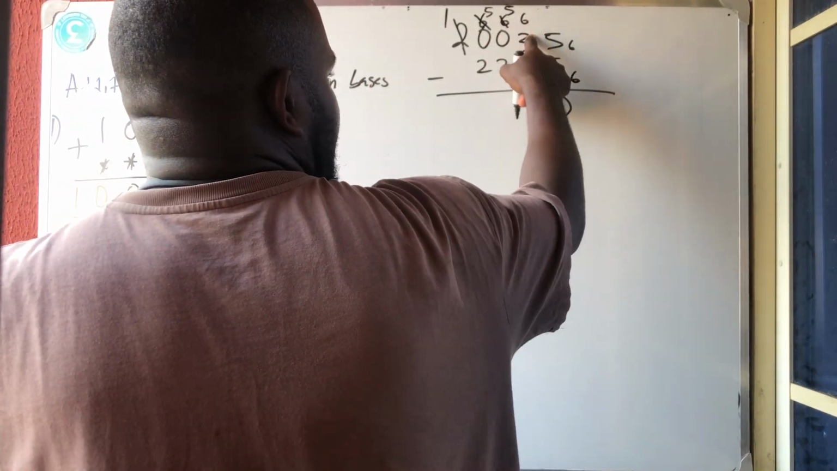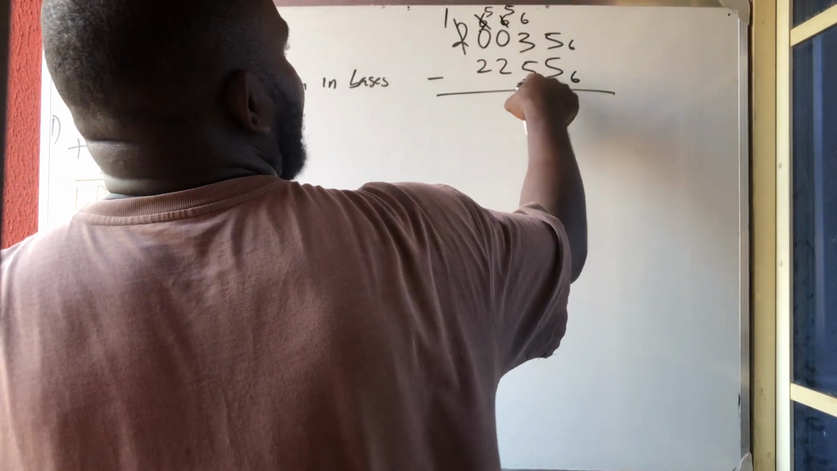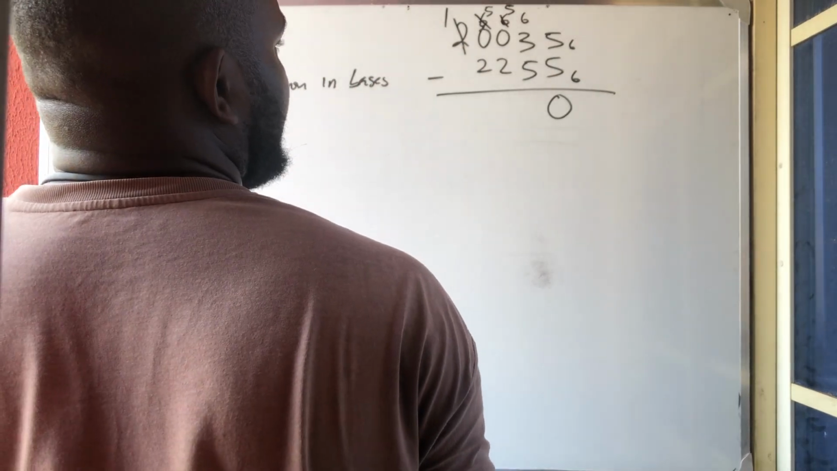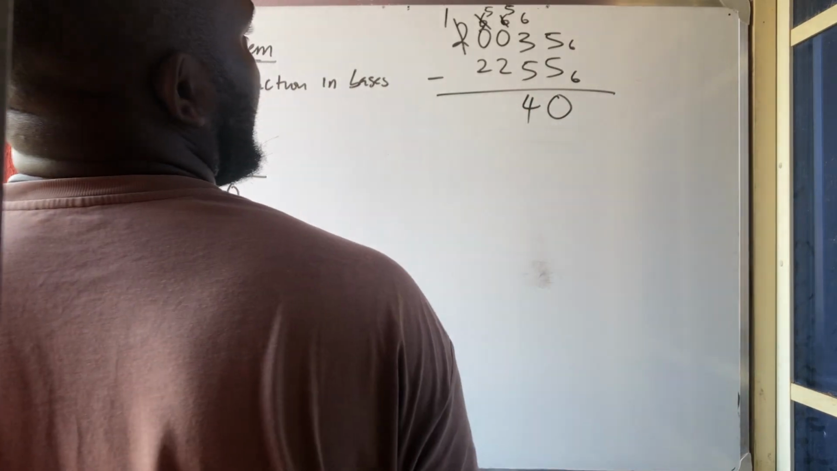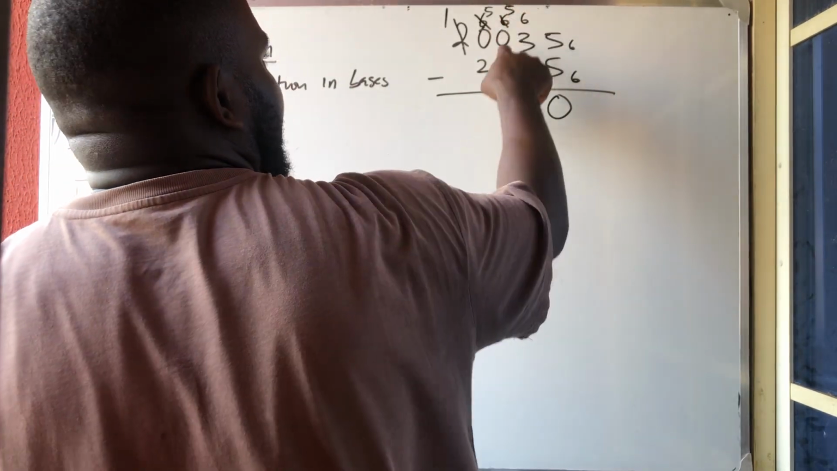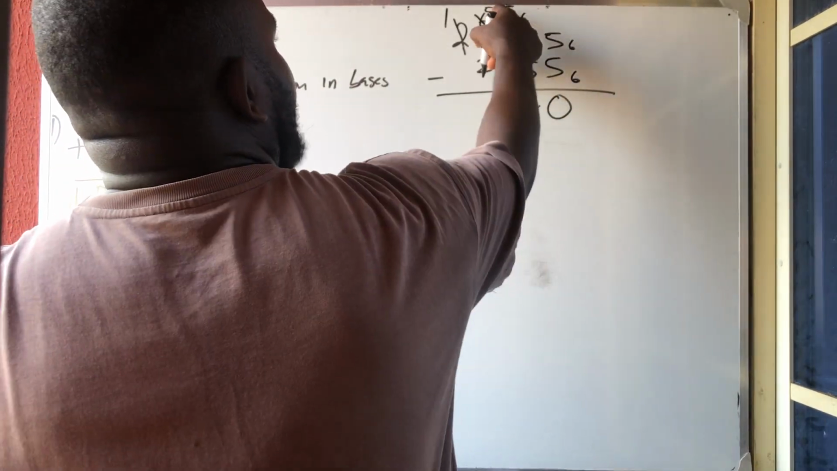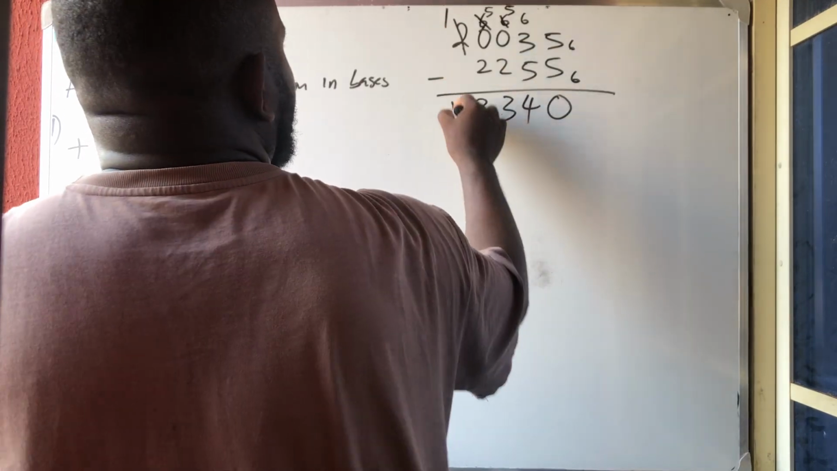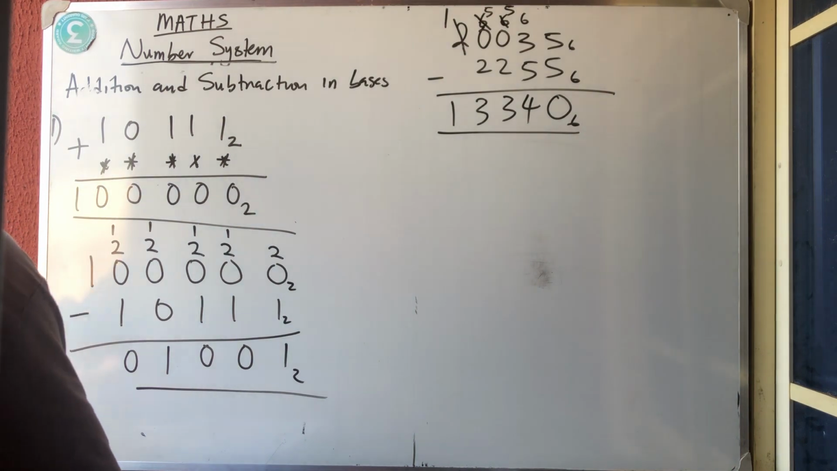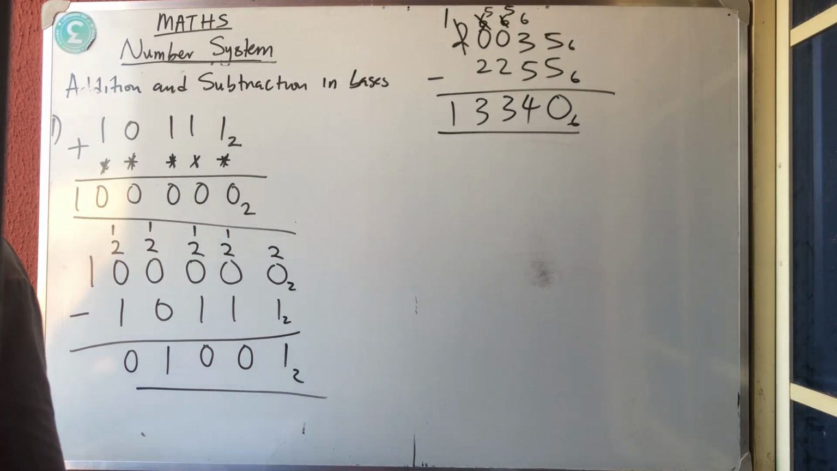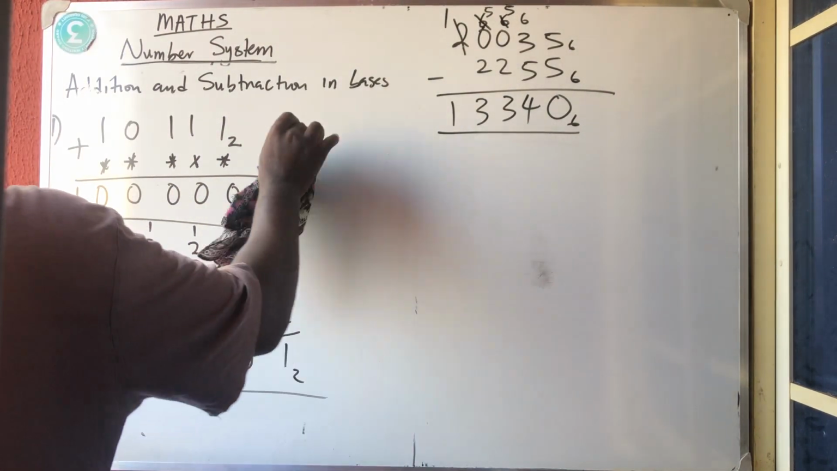Now 6 plus 3 is 9. Then that 9 minus 5 will give you 4. Okay. So 5 is remaining here. 5 minus this is 3. Correct. And then bring down your 1. This is my answer. Very, very simple. Okay. So let's take another question.